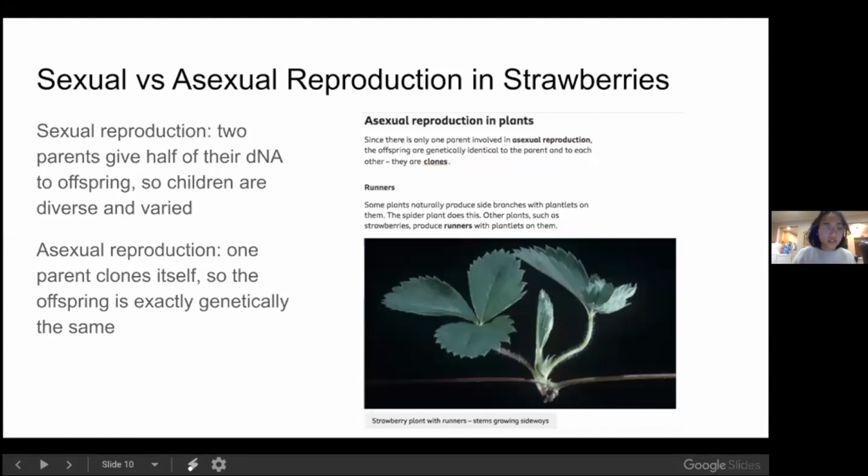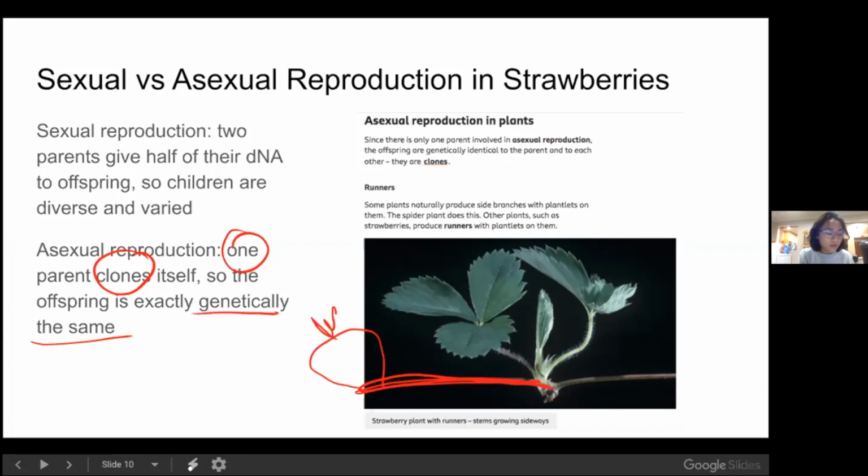But anyway, asexual reproduction means that there's only one parent that creates a clone of itself so that the offspring is exactly genetically the same. So this is really interesting in strawberries because strawberries are one of the few well-known fruits that reproduce asexually. Strawberries don't actually need a mom plant and a dad plant. What strawberries do is that one singular strawberry plant can shoot out this thing called a runner out of its own body, and out of that runner, a strawberry with the exact same genetic makeup of the first strawberry is going to be exactly the same.